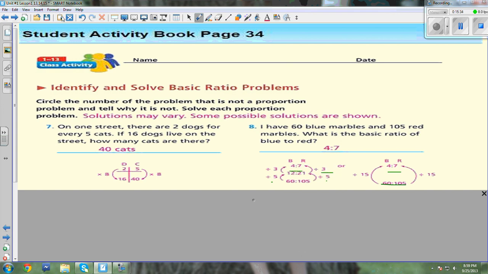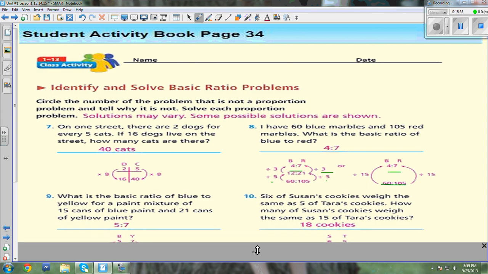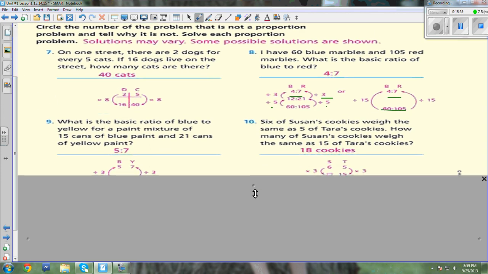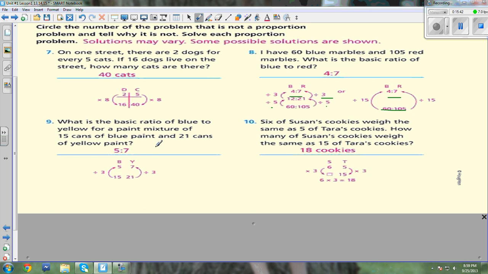Okay? Gonna just look at number 9 and number 10 here. What is the basic ratio of the blue to yellow for a paint mixture of 15 cans of blue paint and 21 cans of yellow? So you have 15 and 21. If you divide 3 from both, you end up with 5 to 7.